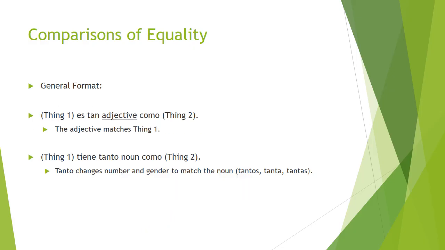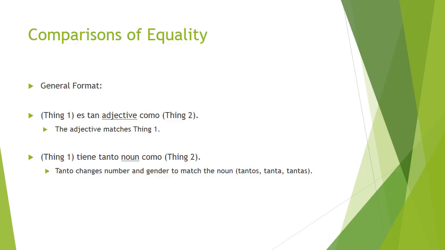Comparisons of equality compare two equal things, like he is as nice as she is, or I have as many cats as you do. The format of comparisons of equality looks like this. Thing 1 or person 1, es tan, and then an adjective, como, thing 2, or person 2. The adjective matches thing 1. So if I said, I am as tall as you, I would say, yo soy tan alta como tú.